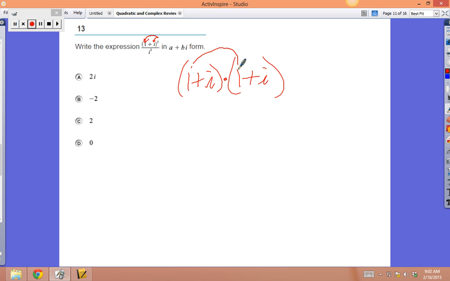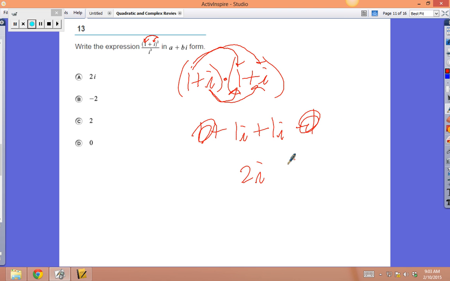So distributive property, 1 times 1 is going to give you 1. 1 times i is going to give you 1i. i times 1 is going to give you 1i. Then i times i is going to give you negative 1. And a negative 1 and a plus 1 zero out, and a 1i and a 1i, so you're going to have 2i on top.